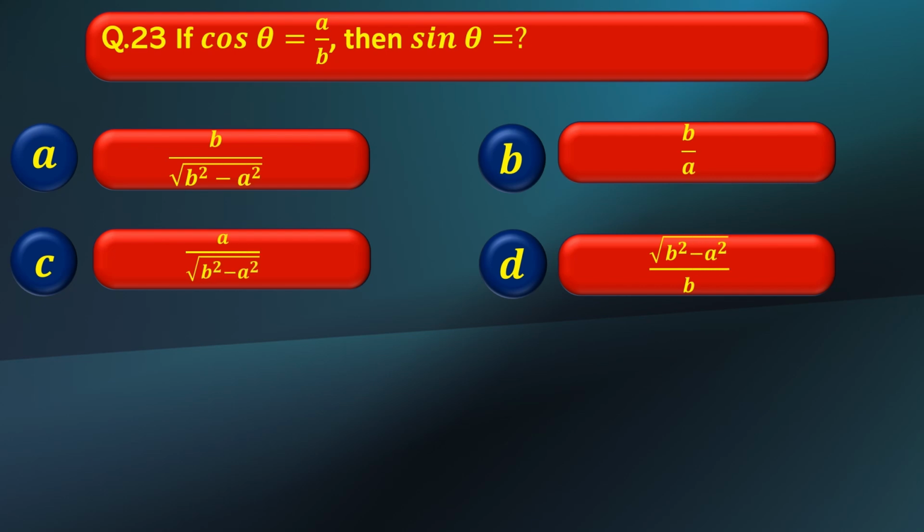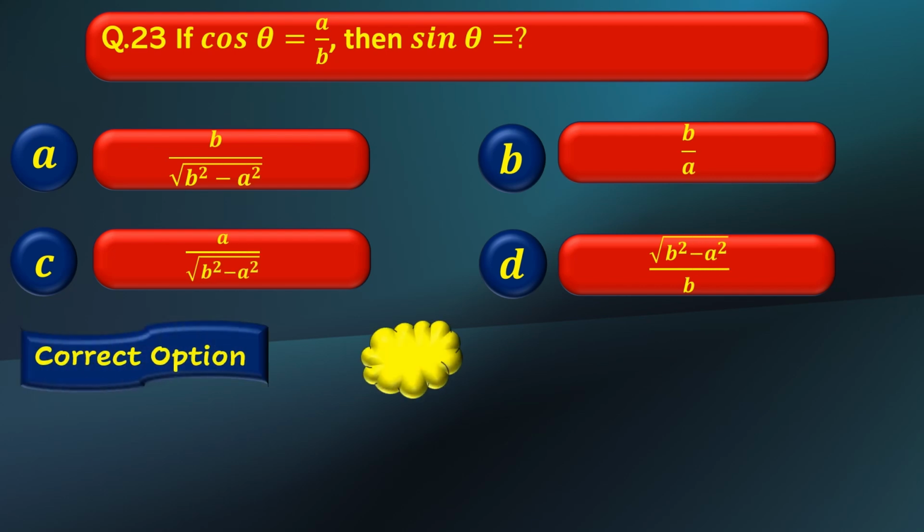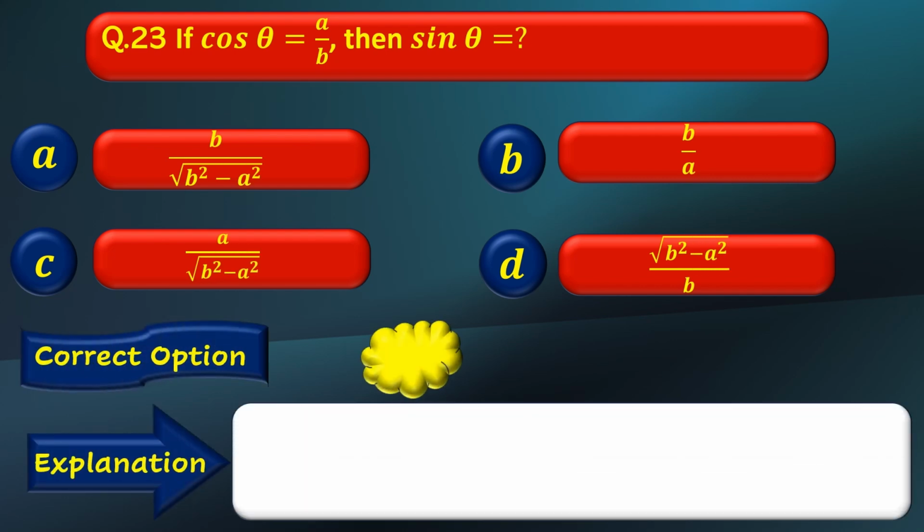Question number 23. If cos theta is equal to a over b, then sin theta is equal to. And the options are. Let's find out which one is the correct option. But before that, let's explain it. We know that sine square theta is equal to 1 minus cos square theta. We replace the value of cos theta as a over b.